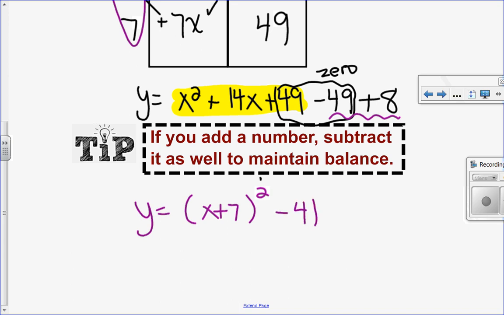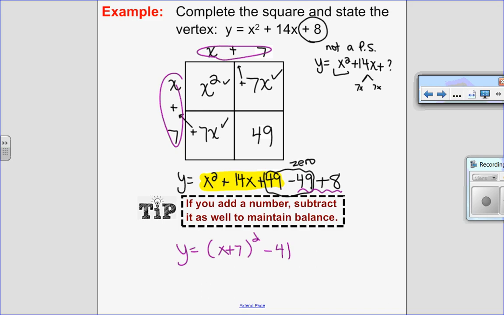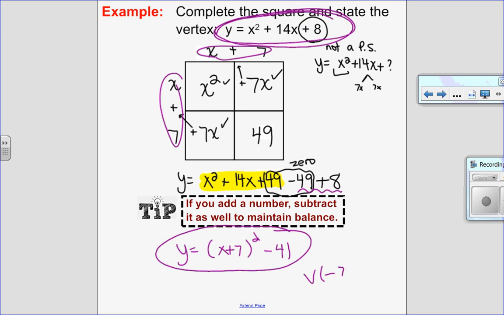So what I've done is I've taken a question that was not a perfect square trinomial and I completed the square. This part of the question is a perfect square trinomial, and this is what's left over. Now the benefit of doing this is, in my original quadratic, I cannot tell looking at this question what the vertex is, but through the process of completing the square, I can now easily see that my vertex is negative 7 and negative 41.